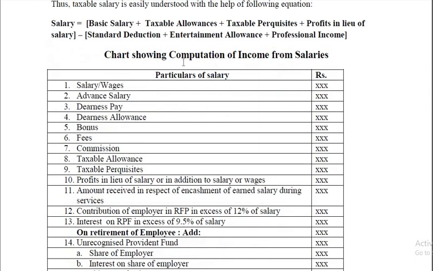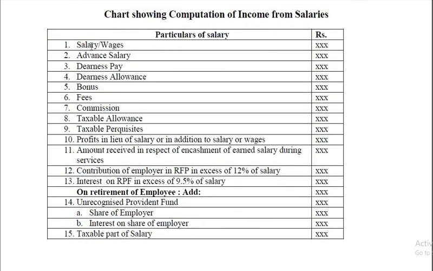Now this chart will give you the details of the items to be included under the head income from salaries. Salary or wages, it makes no difference whether it is salary or wages for tax purposes under income from salaries. Advance salary, that's also taxable. Dearness pay and dearness allowance, that is for increase in the cost of living, and to meet that, employees are provided with dearness pay or dearness allowance.